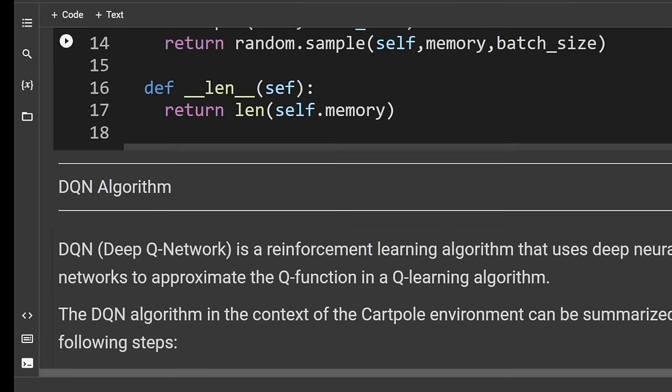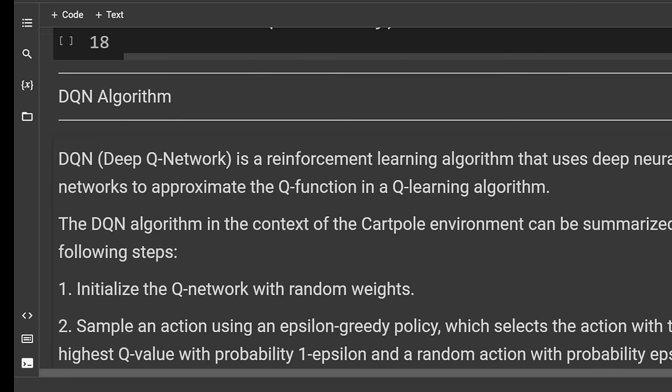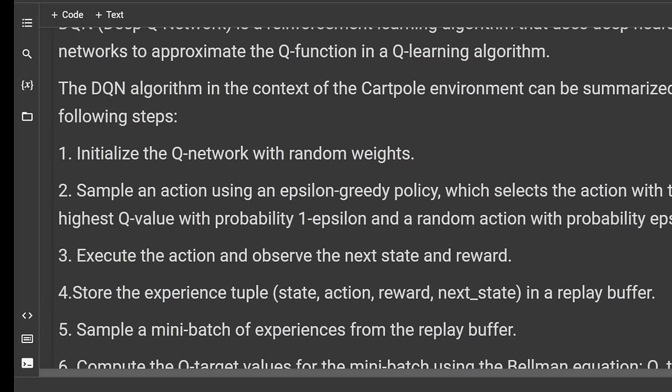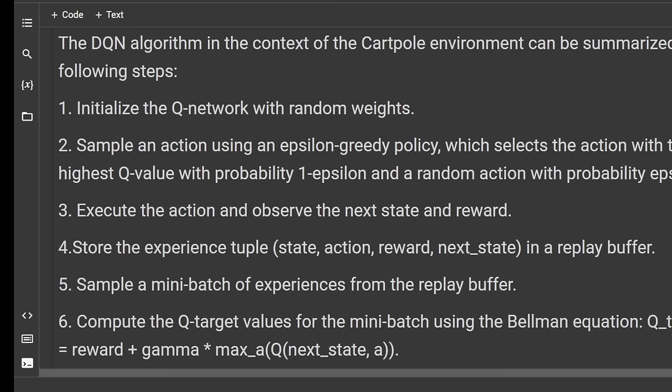Now, let's understand the DQN algorithm in detail and how we'll use the algorithm to solve the CartPole problem. It is a reinforcement learning algorithm that uses deep neural networks to approximate the Q function in a Q-learning algorithm. So in short, basically it is that. But we need to understand the steps involved to solve the CartPole environment. First, we need to initialize the Q network with random weights. The second is sample an action using an epsilon greedy policy. We have covered this in our Blackjack tutorial, which selects the action with the highest Q value with probability 1 minus epsilon and a random action with probability epsilon.